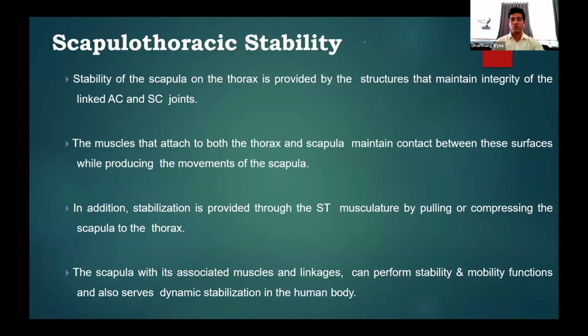Okay. So now talking about what provides scapulothoracic stability. Stability of the scapula on the thorax is provided by the structures that maintain integrity of the linked acromioclavicular and sternoclavicular joints. The muscles that attach to both the thorax and the scapula maintain contact between these surfaces while producing movements around the scapula. So these anatomical structures, the muscles mainly, which connect the scapula to the thorax and other joints, help to maintain the scapula and the acromioclavicular and sternoclavicular joints in place during scapular motions. In addition, stabilization is provided through the scapulothoracic musculature by pulling and compressing the scapula to the thorax. So what do these muscles do? They help the scapula to stay connected or closer to the thoracic wall and not go away from it.